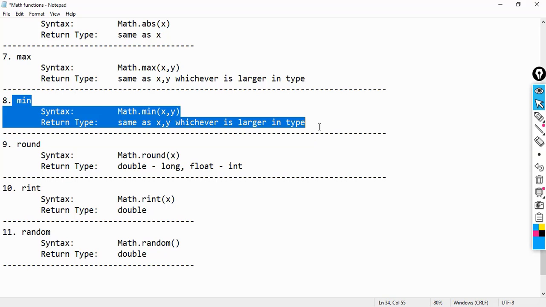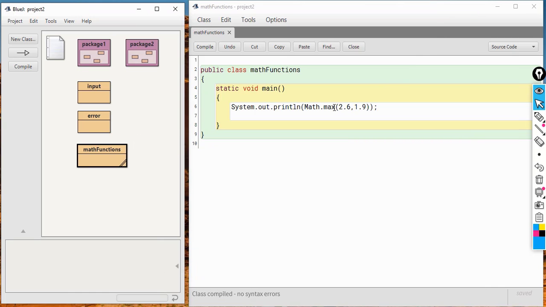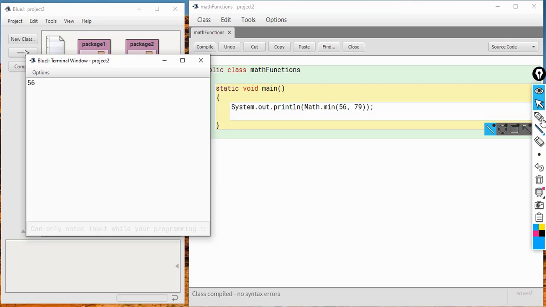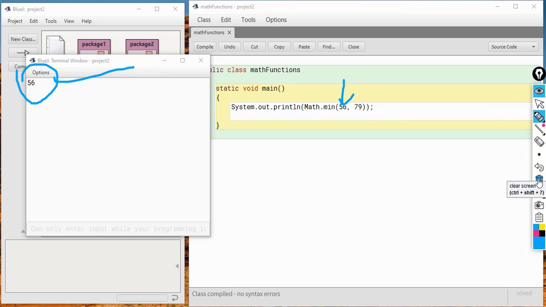Let's see the min function. The min function gives you the smaller number. Let me change the function here to min, and let's change the numbers as well. Let's say 56 and 79. The answer will be 56 as integer. The smaller number between 56 and 79 is 56. Notice the return type, it's integer because the values are also integer.